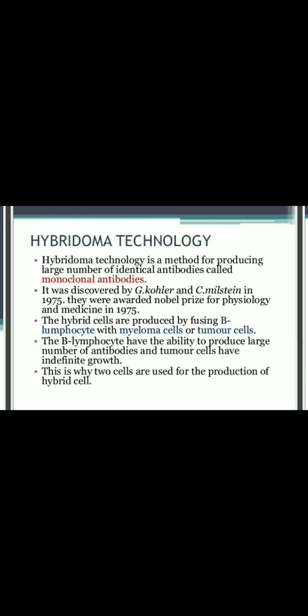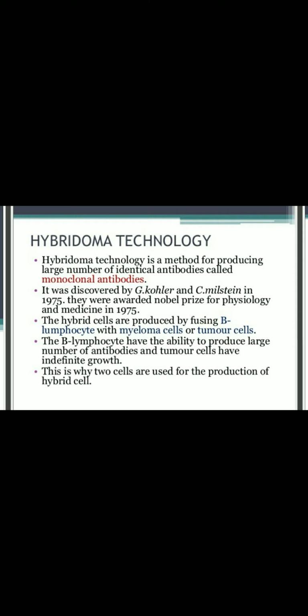Hybridoma technology is used for producing a large number of identical antibodies, known as monoclonal antibodies. Now, the history of that: it was discovered by G. Kohler and C. Milstein in 1975. For this achievement, they received the Nobel Prize in 1975 in the branch of physiology and medicine.